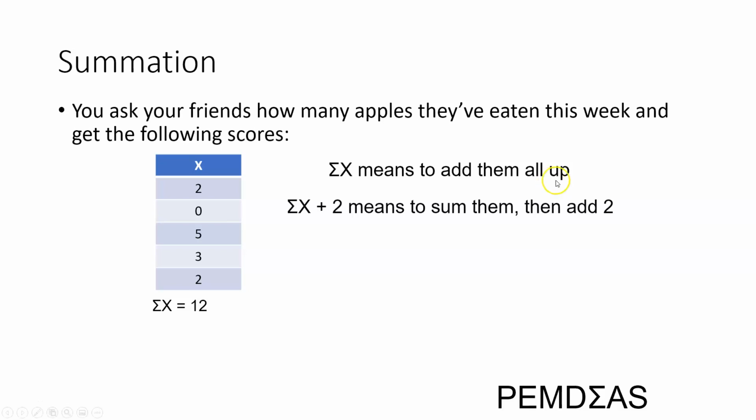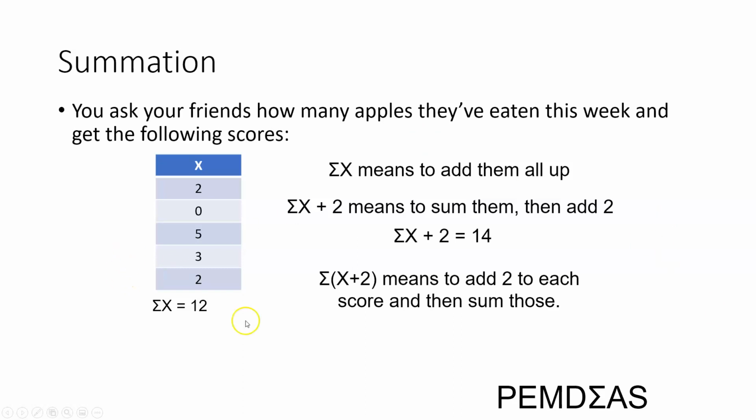If you were to do the sum of x plus 2, following the order of operations rules, you can see that summation follows multiplication and division, but precedes addition and subtraction. So the sum of x means to sum them all up, and then addition or subtraction would follow after that. So you would add 2 to the total of the sum of x. So add them all up, and then add 2. That would be 12 plus 2, or 14.